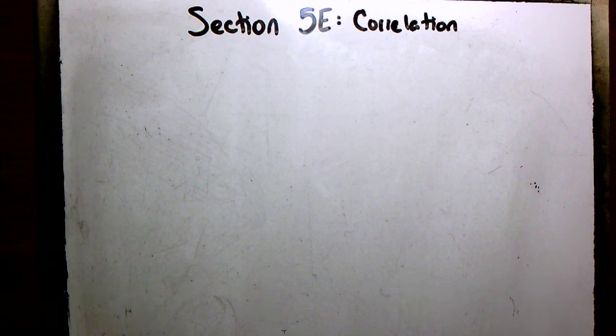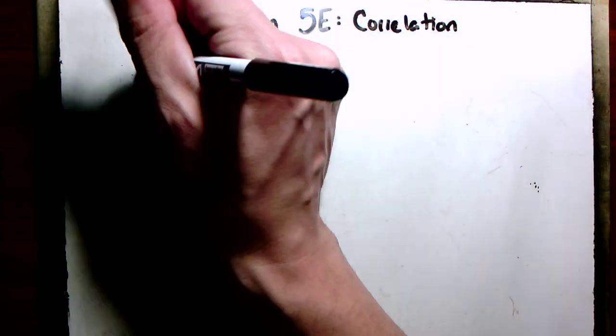Okay, so the section we're going to cover today is section 5E in the book. It's all about correlation and causality. So again, it's best to follow along with the notes that I have posted online, but I'll make sure that I write out in detail all the stuff that's on there. So in section 5E, again, we're talking about correlation.